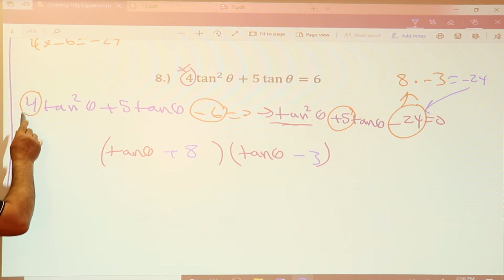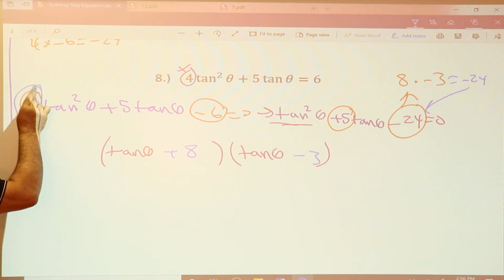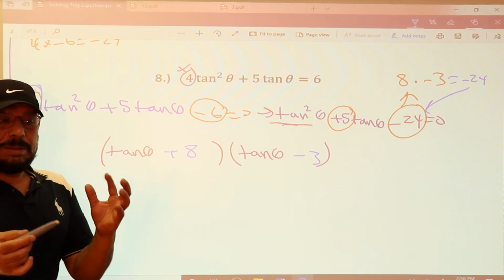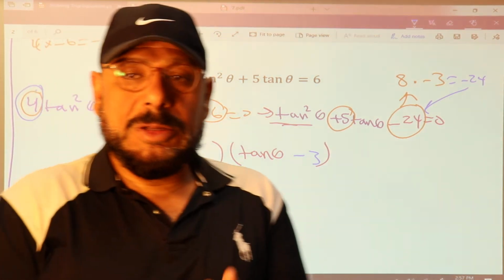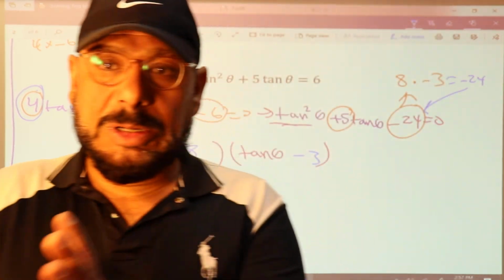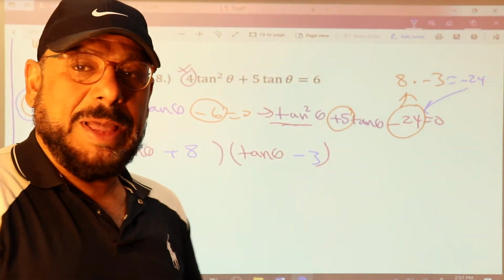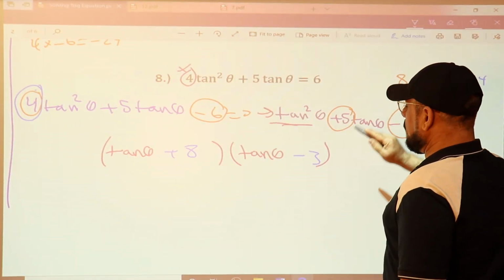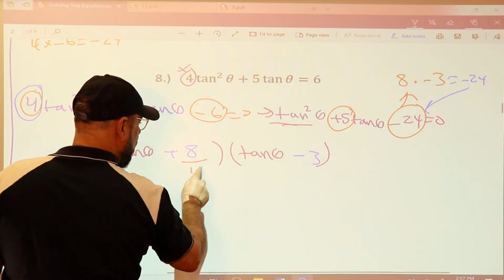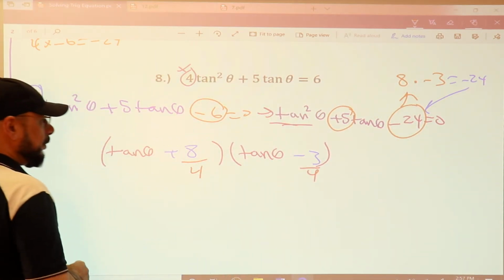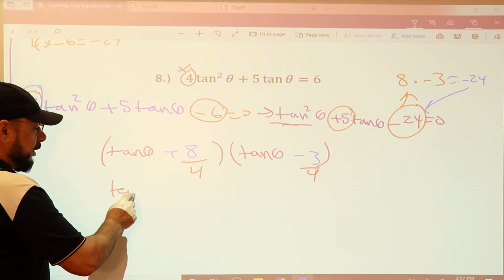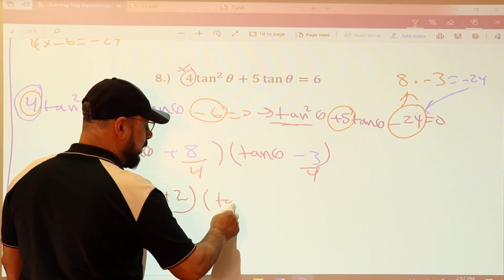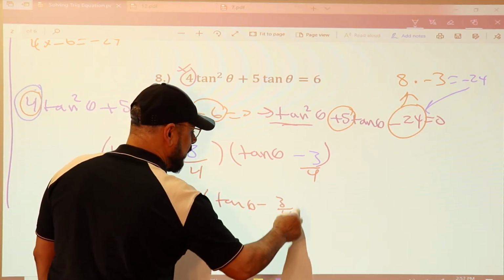Now the last step. You see this number here, the 4? We need it again. We call this the AC method. We multiply the A and the C, we remove the A from the beginning, then we bring it back at the end. Then we divide this by 4 and this by 4. Then tan theta plus 2 and tan theta minus 3 over 4 equals 0.